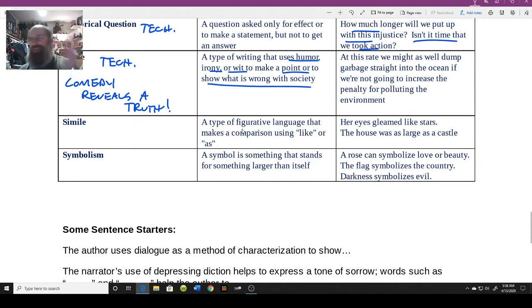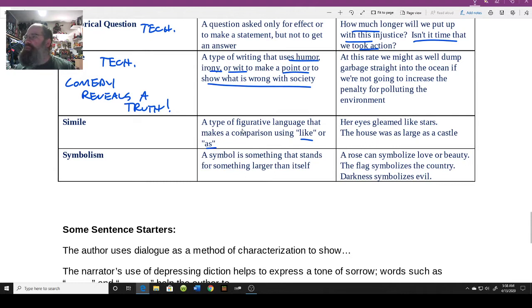All right, simile, metaphor. A simile is a type of metaphor, so teachers like to use that as a gotcha question. Don't worry about that. It's a comparison using like or as. Her eyes gleamed like stars. The house was as large as a castle. To turn it into a metaphor is a style choice. Her eyes gleamed like stars, as opposed to her eyes were stars. That's a metaphor. It changes the tone of it a bit.